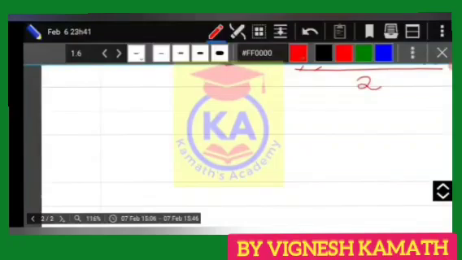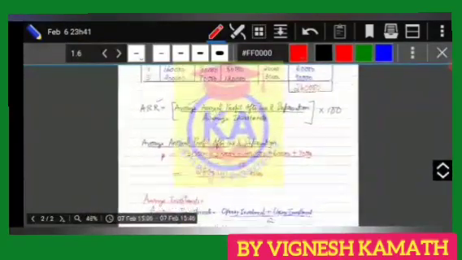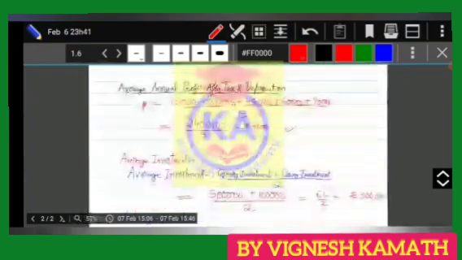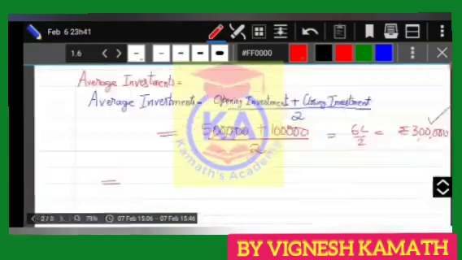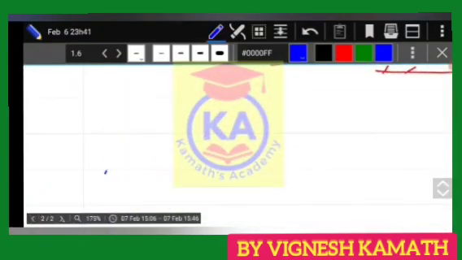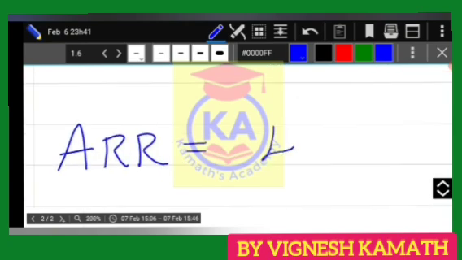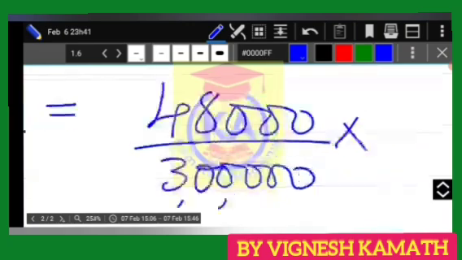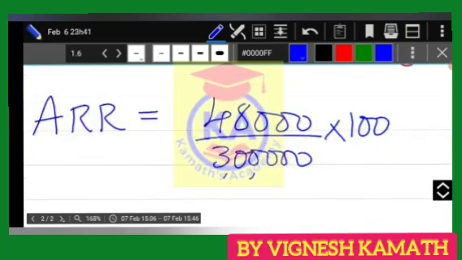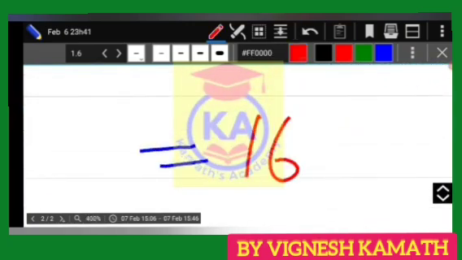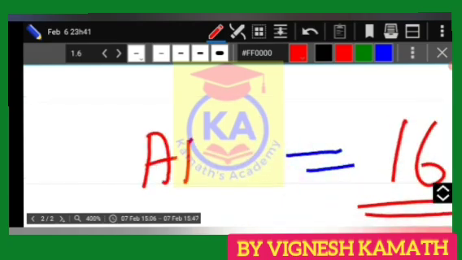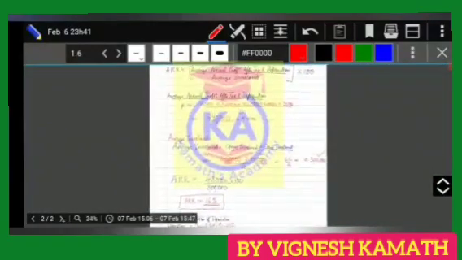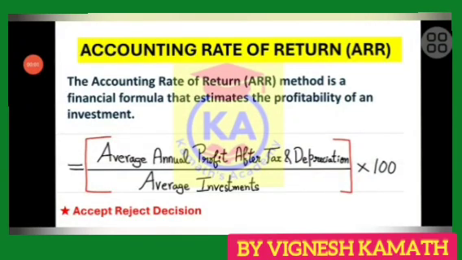Now let's put the value and let's solve the question. Okay, again the formula, let's look. We have got the average annual profit after tax and depreciation as rupees 48,000 and average investments as rupees 3 lakhs. ARR is equal to rupees 48,000 divided by rupees 3 lakhs, into 100. Remember this, 48,000 divided by 3 lakh into 100 will give you ARR is 16%. Okay, so this is the ARR. So take down the solution. So that was all about accounting rate of return method.